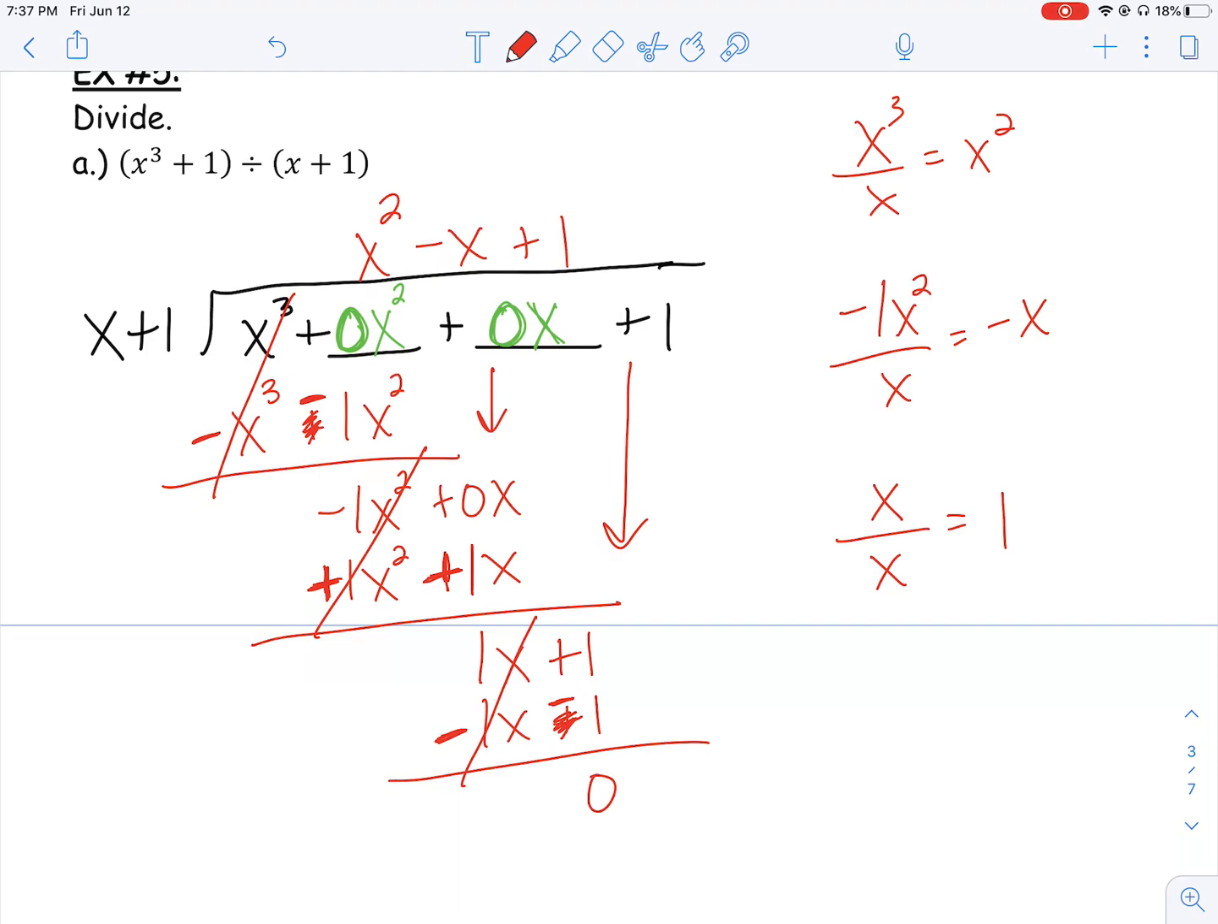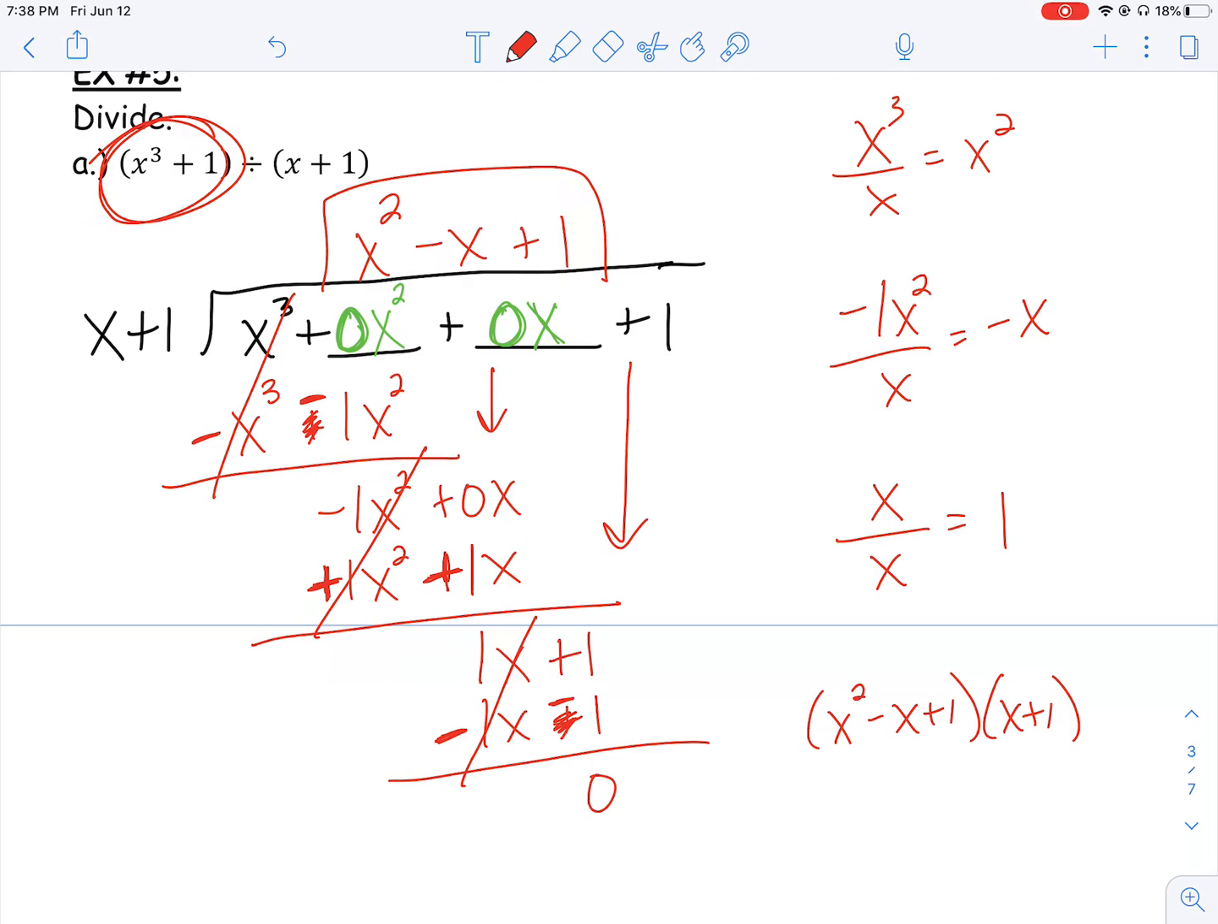Nothing else to bring down, so I have no remainder, and so my final answer would be x squared minus x plus 1. Again, what that really means is if you were to take that x squared minus x plus 1 and multiply it by the x plus 1, FOIL distribute, you should end up getting back the polynomial that you started with, the x cubed plus 1. All of your terms should cancel, and you should be left with an x cubed plus 1. That's a way to double check that you got the right answer.